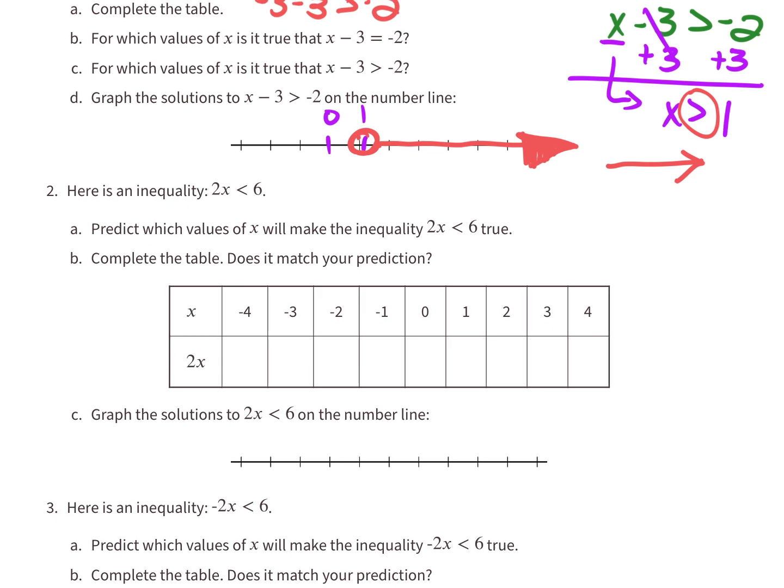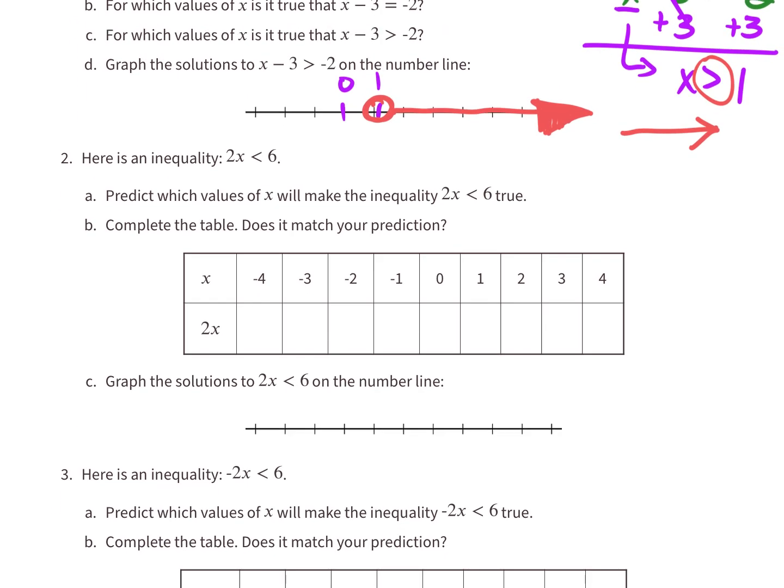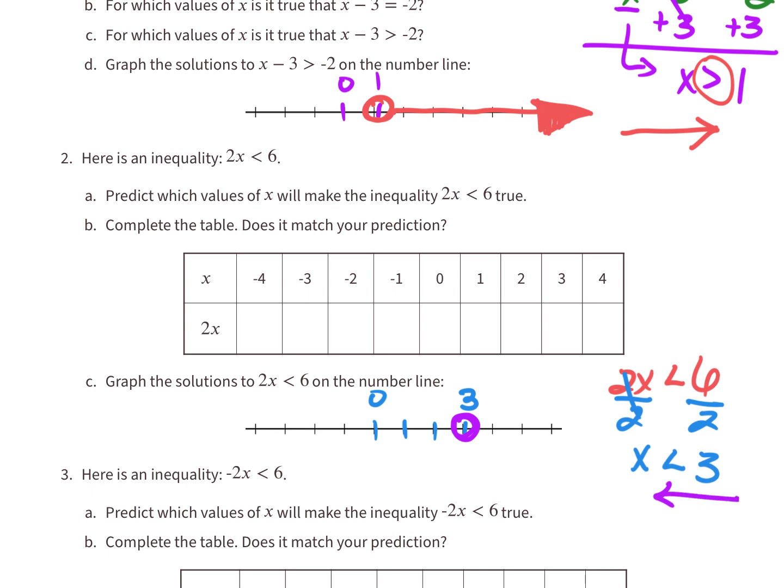They want us to do the same thing for number 2. We can just solve it instead of filling out the chart. 2x is less than 6. 2x means 2 times x. To get rid of times, we divide. 6 divided by 2 is 3. So x is less than 3. So there's 0, 1, 2, 3. No line underneath it, so it's going to be an open circle again. If we make an arrow out of the sign, it goes to the left. So our graph is going to go to the left.